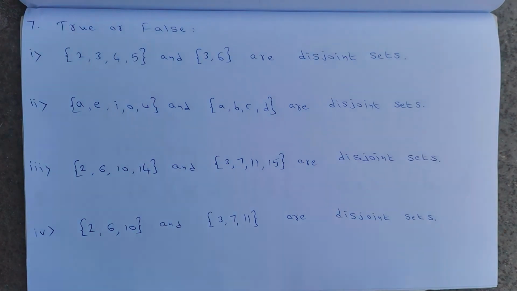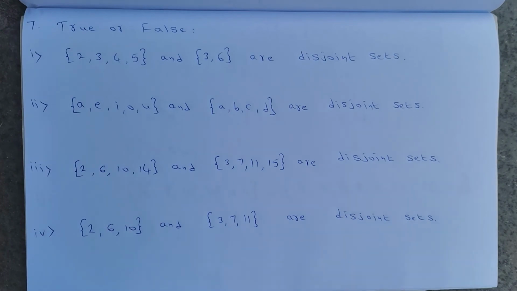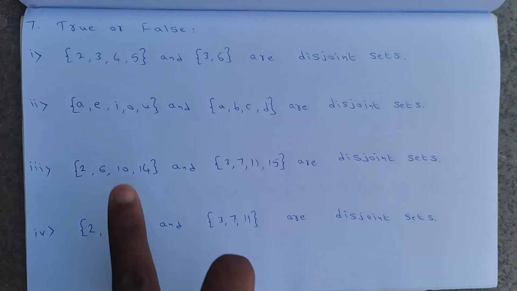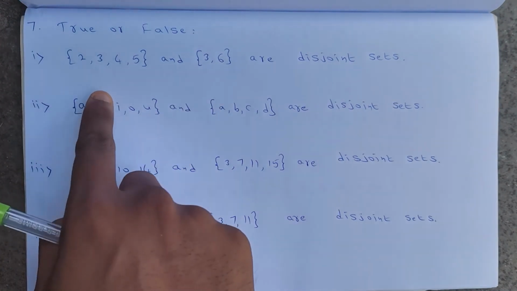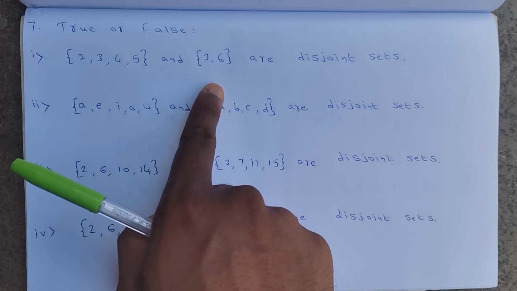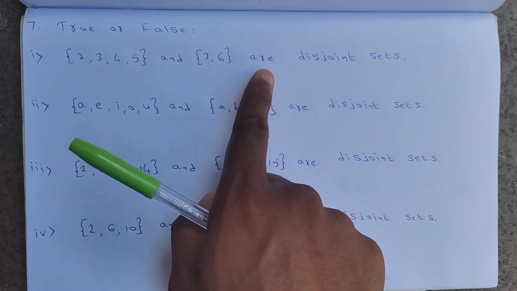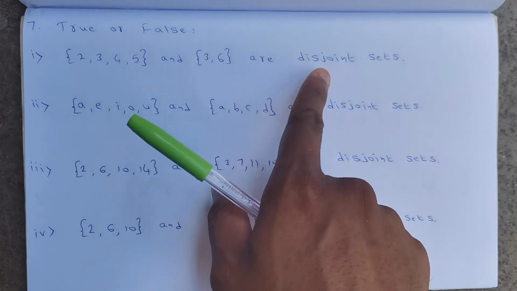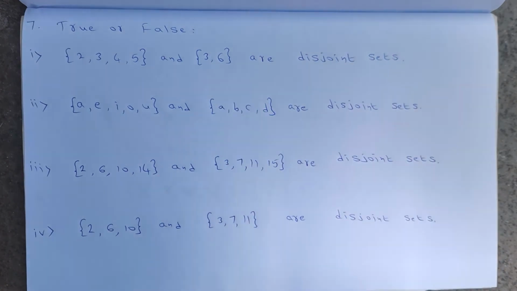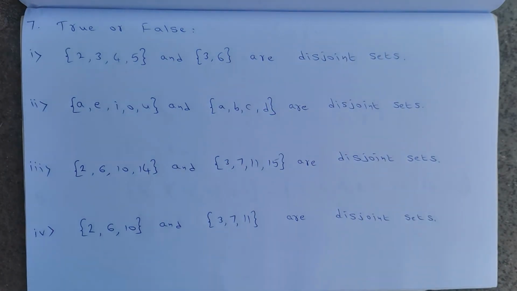And this seventh bit is the last bit in the second exercise. Okay, if we observe the first one, 2, 3, 4, 5 and 3, 6. Two sets are given. One set is 2, 3, 4, 5 and the second set is 3, 6. And he is saying those two sets are disjoint sets. We just need to write whether it is a true statement or false statement.